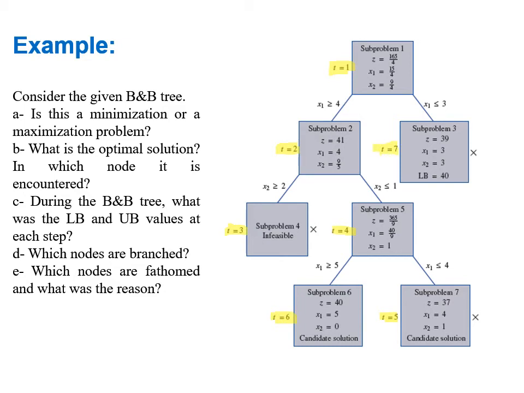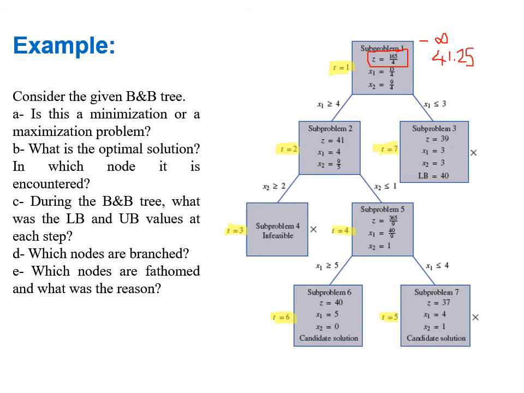Then we start from the first one. Since this is a maximization problem, the lower bound is set to minus infinity. Okay, so this is the lower bound. And the upper bound is given as the objective function value here, which is 165 divided by 4, which is 41.25. So we can write 41.25. Okay, so this is our upper bound.